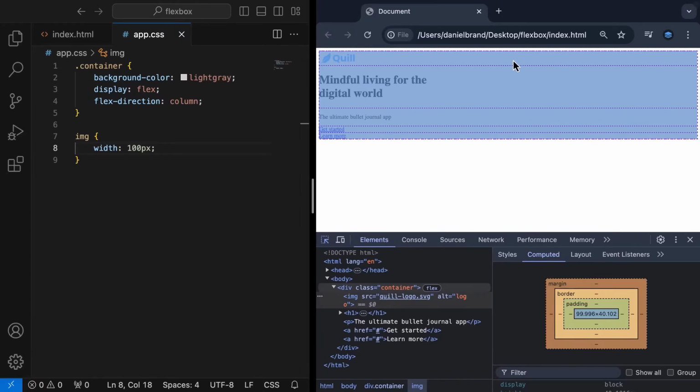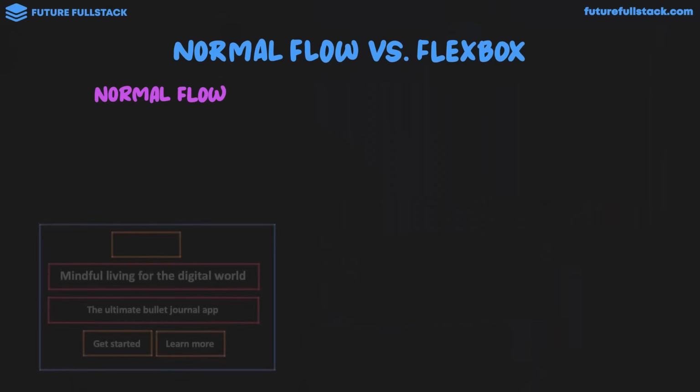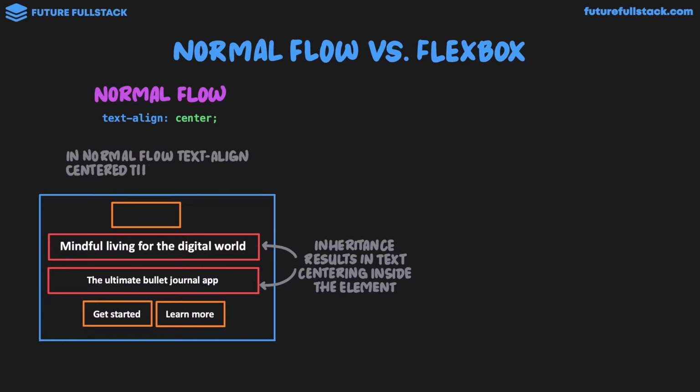Now the final thing I want to discuss is comparing alignment in normal flow and Flexbox. In normal flow, we have a setup like this, where applying text align to the parent container centers everything. We discussed earlier, for the block elements, the heading and the paragraph, inheritance results in text centering inside the element. And for the inline elements, in normal flow, text align centered the image and links, as they're just children of the parent container with space to move.